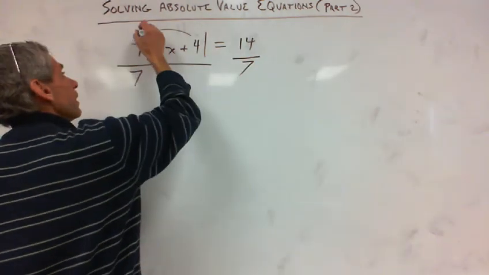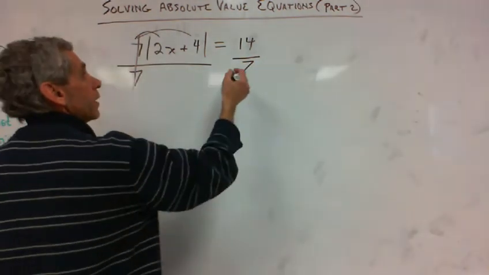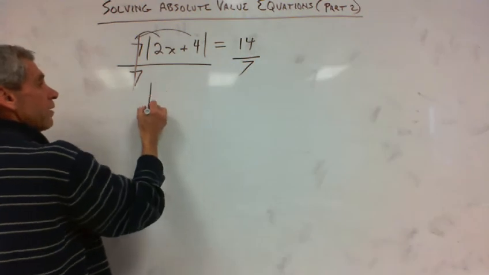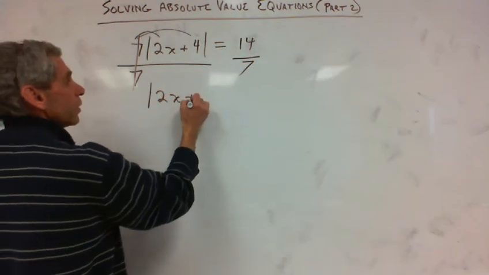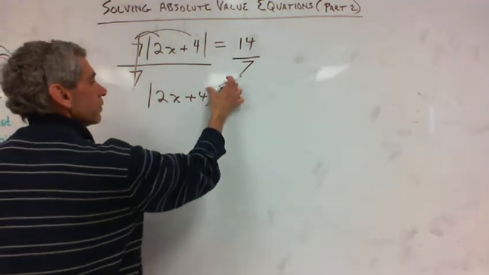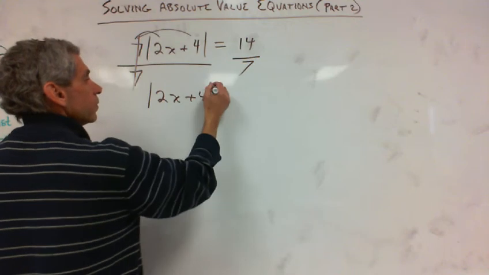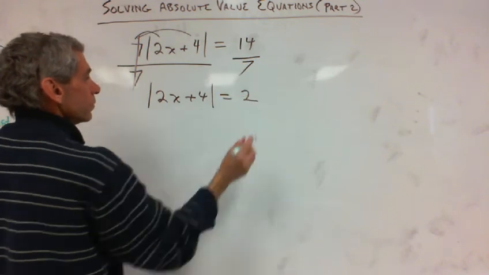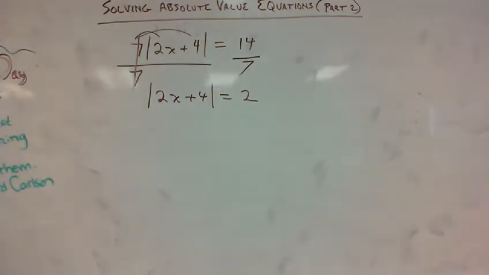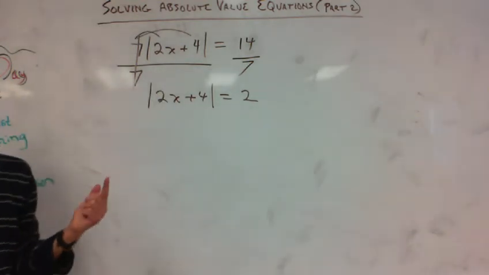And look what happens. The 7s cross out. And I have 2 here. So now suddenly I have the absolute value of 2x plus 4, whoops, not parentheses, is equal to 2. You with me? That's going to be so much easier to solve. You see how fast? Real quickly, we got rid of the big numbers.